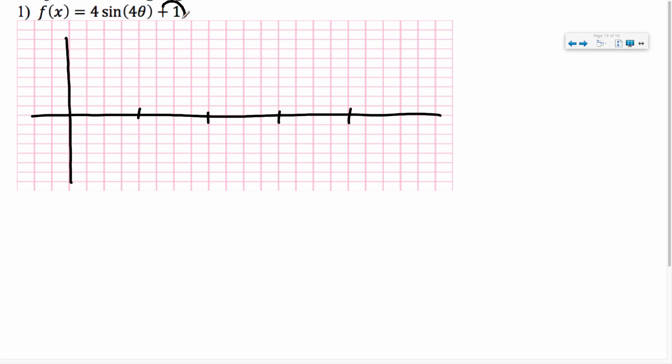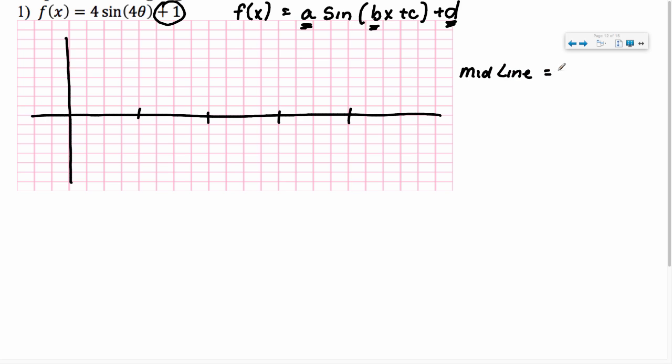Since we now have a D, that has been introduced. Remember, the function looks like this. F of x equals a sine bx plus c plus d. And tonight we're looking at the a again, we're looking at the b, and now we're adding the d. In another video, we'll talk about c, but not yet. So how can we graph this function, 4 sine 4 theta plus 1? Well, the most important thing is to find your midline. And in this case, it's our d value, which is 1.